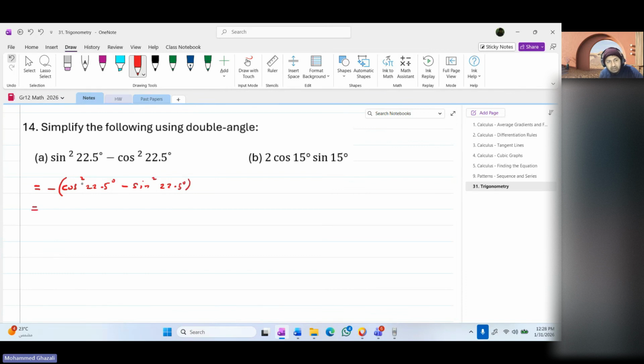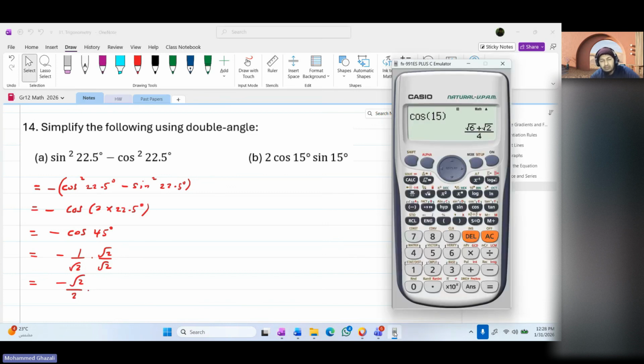Right, so now we've got cosine squared of the angle minus sine squared of the angle. That is just basically cosine of twice the angle, which is 22.5, which is negative cos 45, which is negative 1 over root 2 multiplied by root 2 over root 2, which will give us negative root 2 over 2. Right, so you've got to rationalize and show that answer. You can type this into the calculator and check if we are getting the same thing. Of course, we are getting the same thing.